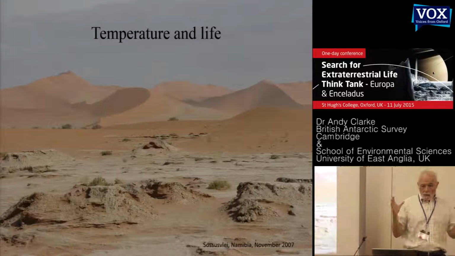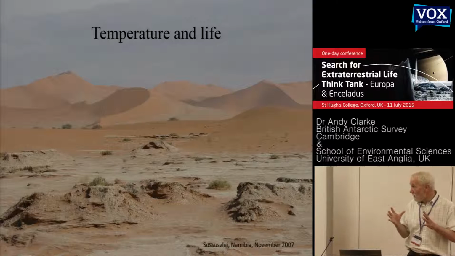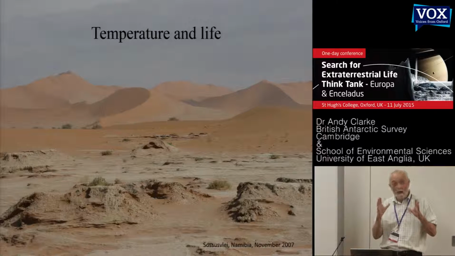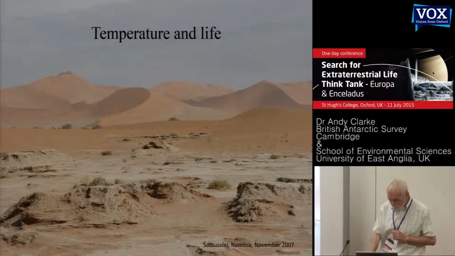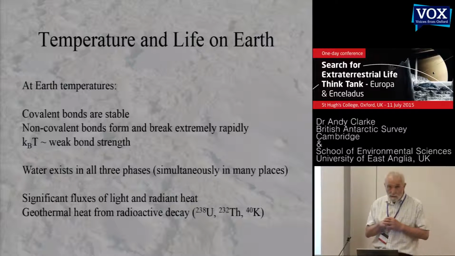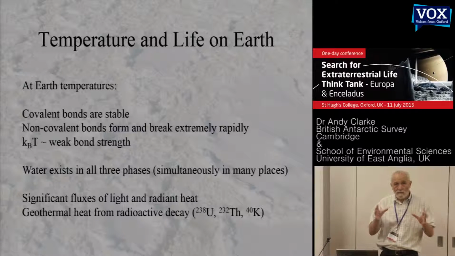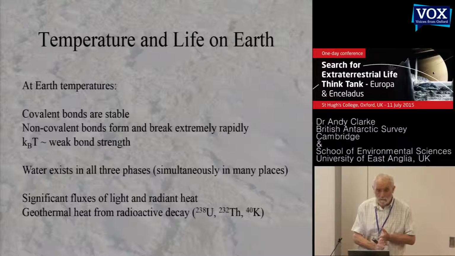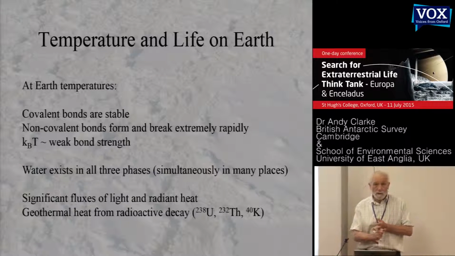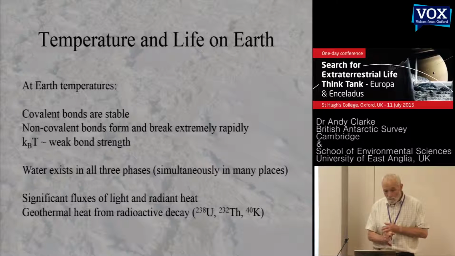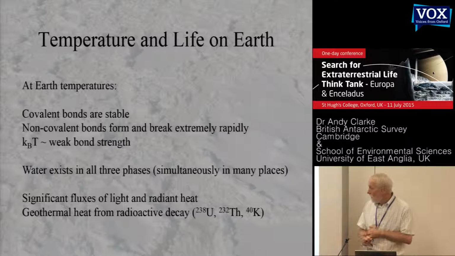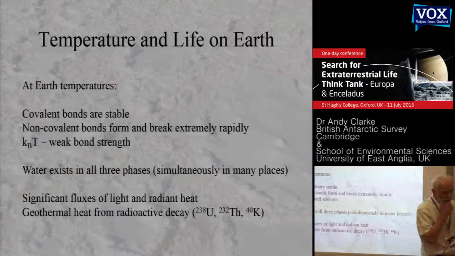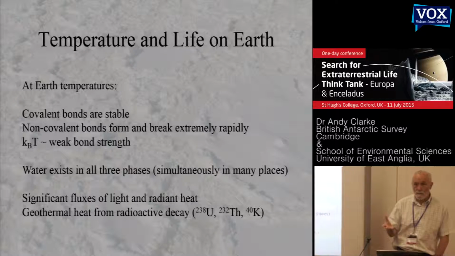So I want to home in on that now, and the important thing I want to consider is the temperatures at which we know that life on Earth can complete the life cycle. The temperatures we have on Earth have a number of characteristics that are relevant to life. At our temperatures here, covalent bonds are stable. Non-covalent bonds, usually referred to as weak bonds, form and break extremely rapidly. And that's because the characteristic energy, that's the Boltzmann constant multiplied by the absolute temperature, is about the same as weak bond strength.